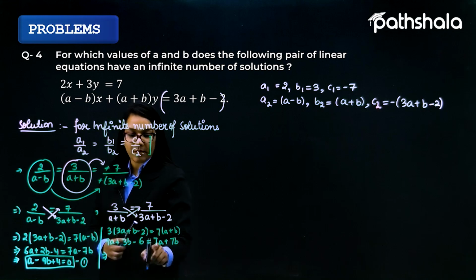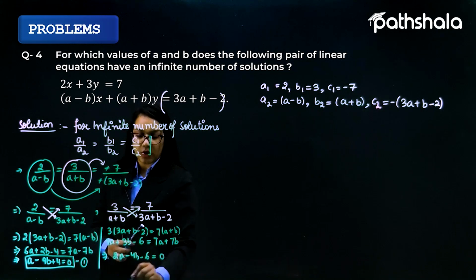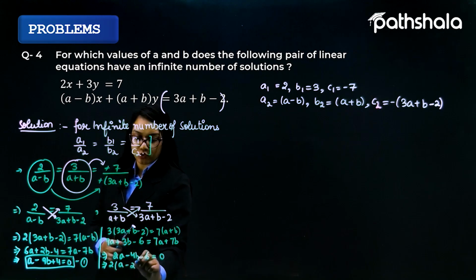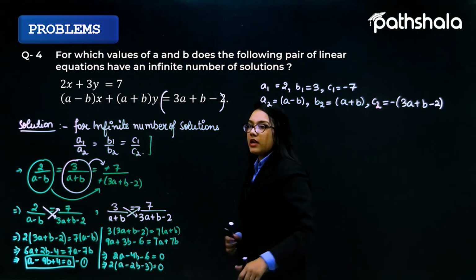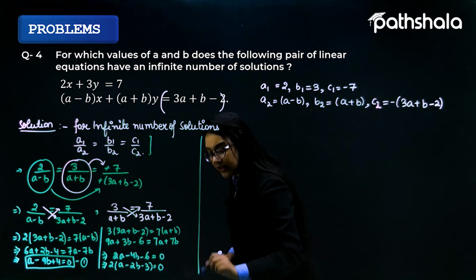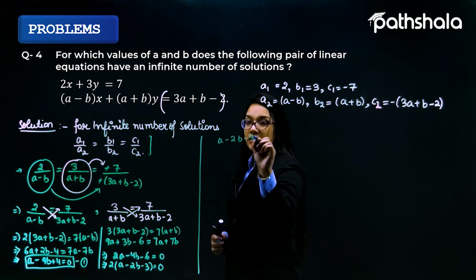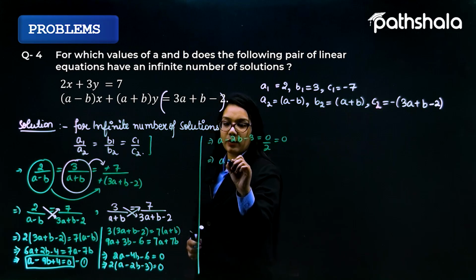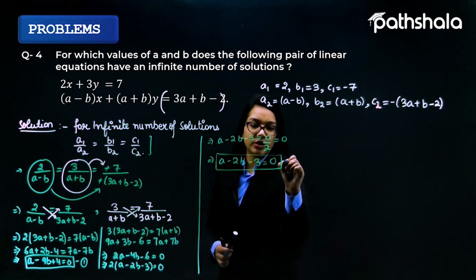We will get 9a minus 7a, which is nothing but 2a, 3b minus 7b, minus 4b, minus 6 is equal to 0. And we can take the 2 common out of it. If we take 2 common out of it, we will get a minus 2b minus 3, which is equal to 0. And if we take 2 towards the other side, we will get the equation as a minus 2b minus 3 is equal to 0 by 2, which is actually again 0. So it means that we are getting the equation as a minus 2b minus 3 is equal to 0. This is nothing but our equation number 2.